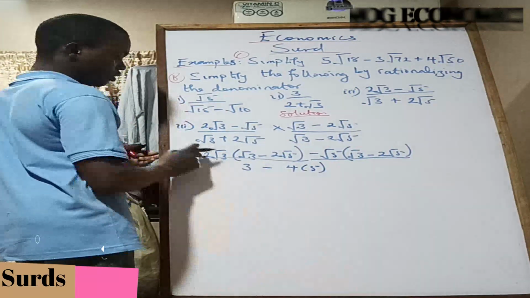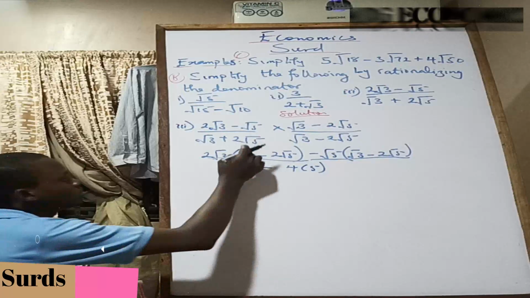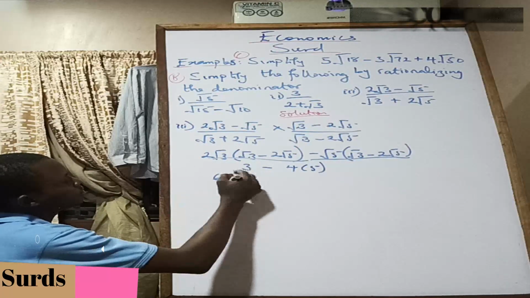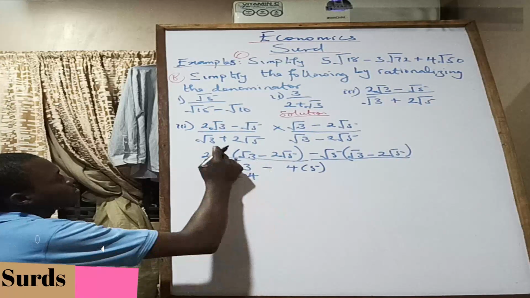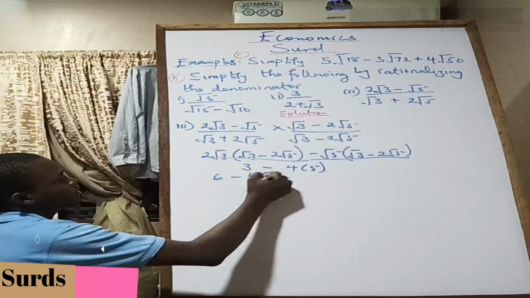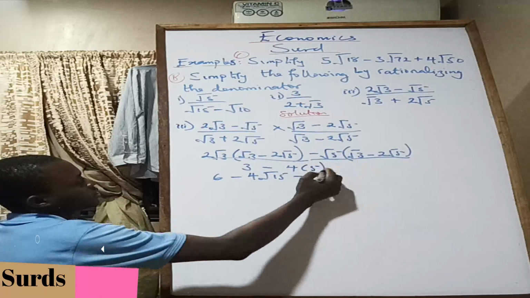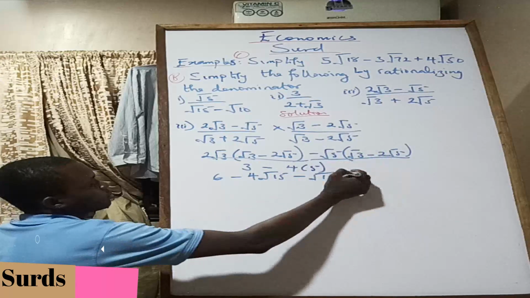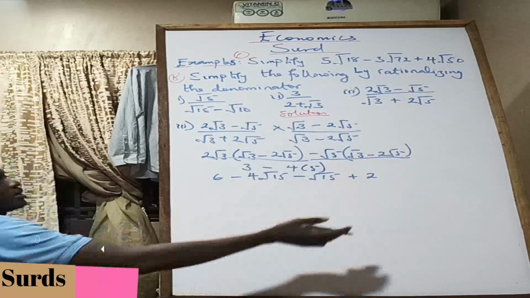So 2 root 3 times root 3. Root 3 times root 3 will give me 3, and 3 multiplied by 2 is 6. I have 6 minus 2 times 2, 4, root 3 times root 5, root 15. Then minus root 5 times root 3 is still root 15. Minus times minus is plus. 2 root 5 times root 5 is 5.